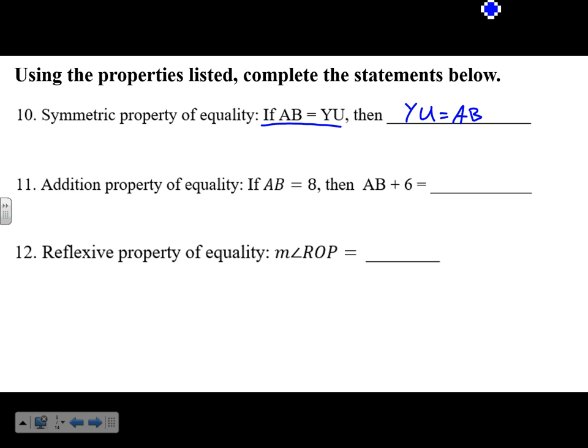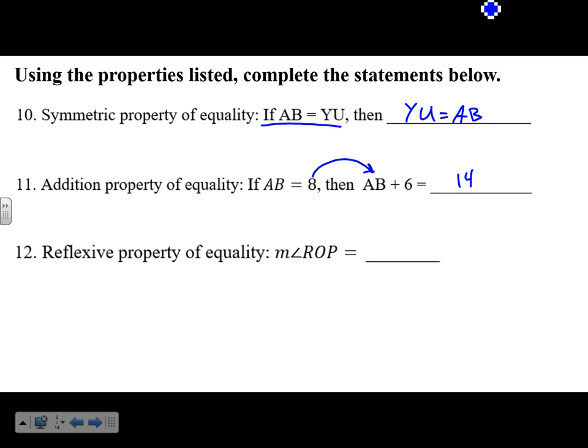The addition property, if AB is equal to 8, then AB plus 6 is 14. Again, honestly, with this one, it's hard because if you thought this was substitution because I plugged 8 into this one, I can see where you think that, and the good news is you'd still be right because 8 plus 6 is 14, so I can live with that. That's fine. I guess try not to think too hard about that. I'll try to be lenient with those.